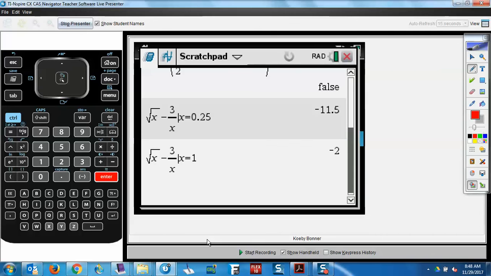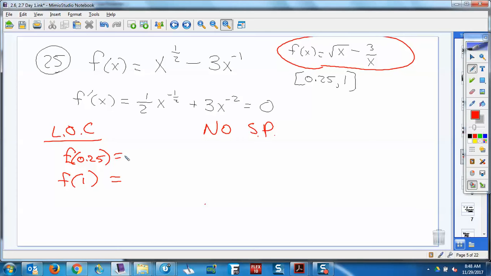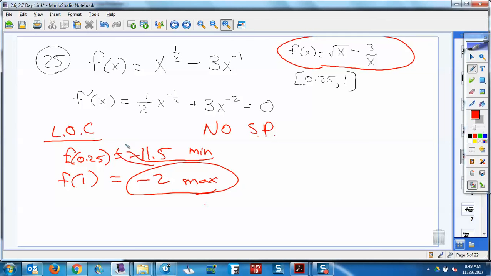It's not a solve. All right, so negative 11.5 and negative 2. So negative 11.5, negative 2. Here would be our max. Sometimes we just do it this way. Here would be our min, right, like that.